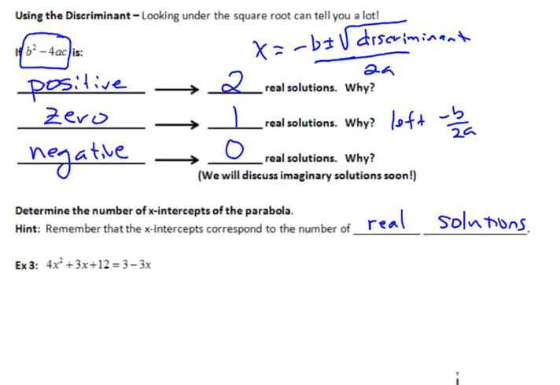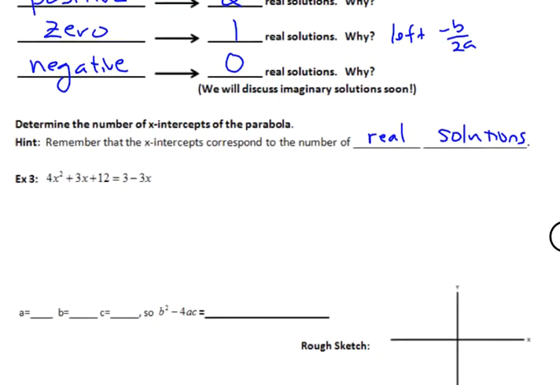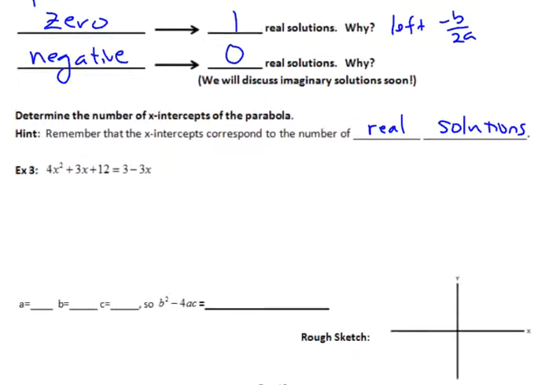So we're going to look at this problem here. We're going to find out what our discriminant is here. So it's going to tell us about our number of solutions and our x-intercepts. Again, I have to set it equal to 0, just like I would have to in the quadratic formula. So I want my x squared term to be positive. So I'm going to subtract the 3 from both sides and add the 3x. So I'm moving everything to the left-hand side. So I'll end up with 4x squared plus 6x plus 9 equals 0.